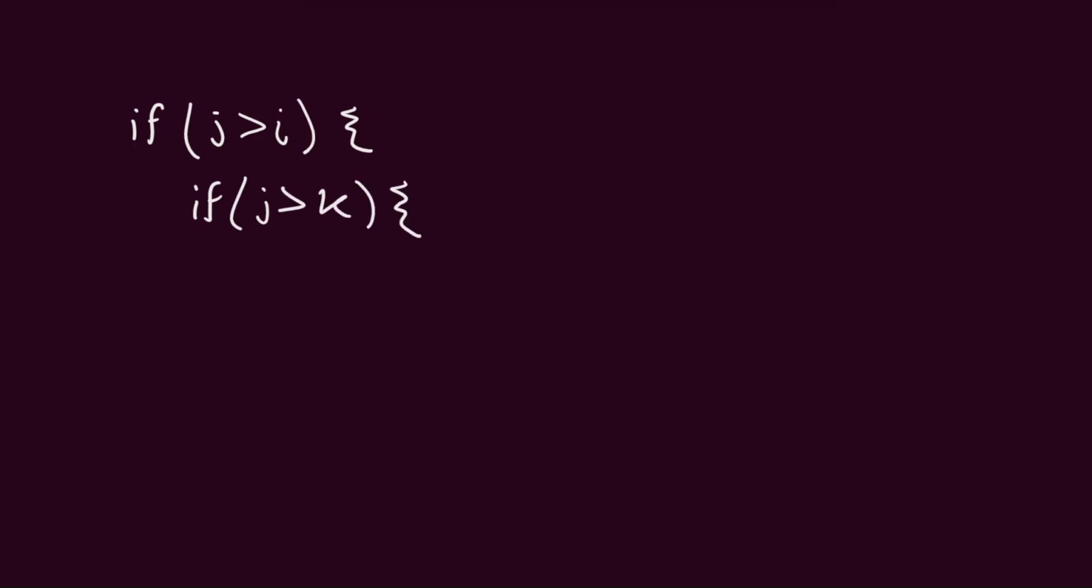All right, so we're going to go over nested if statements. These are if statements within other if statements. For example, let's say we have the following. If j is greater than i, then execute the following code. And inside the following code, there's another if statement, which is that if j is also greater than k, then execute this following code. And let's add a print statement here.